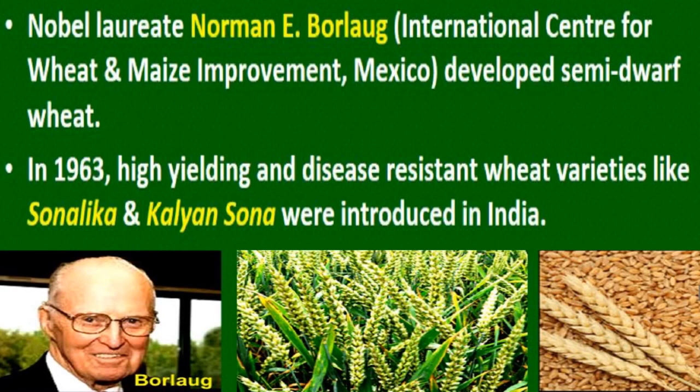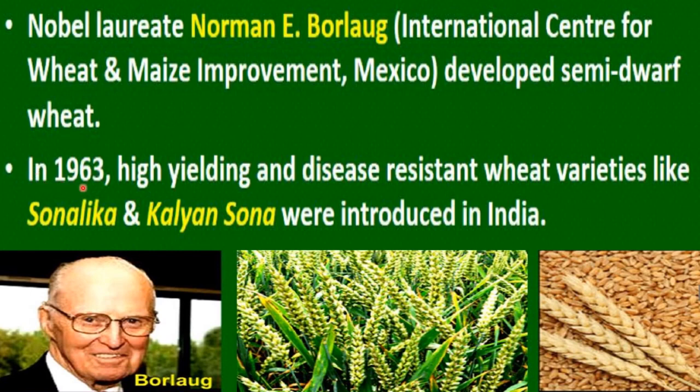Here we have some examples of these new varieties of wheat produced due to plant breeding, which led to the Green Revolution. So Nobel laureate Norman E. Borlaug was the scientist working in the International Center for Wheat and Maize Development, Mexico. He developed a semi-dwarf variety of wheat, and this semi-dwarf wheat variety was a high-yielding wheat variety. And it contributed to the Green Revolution.